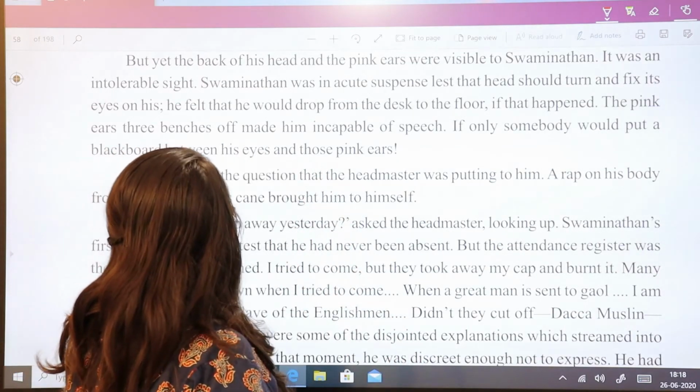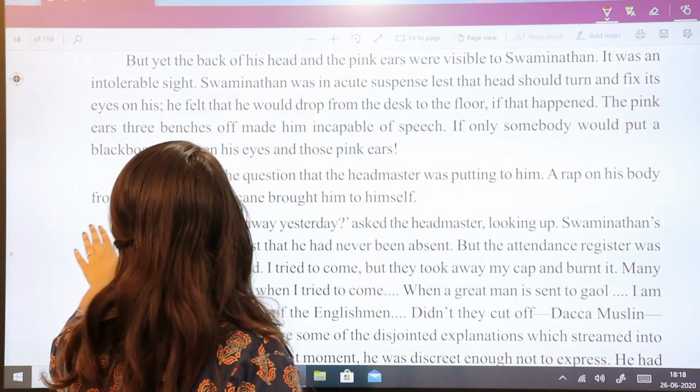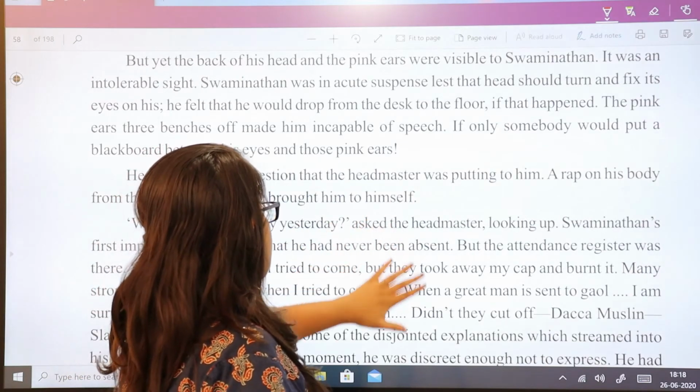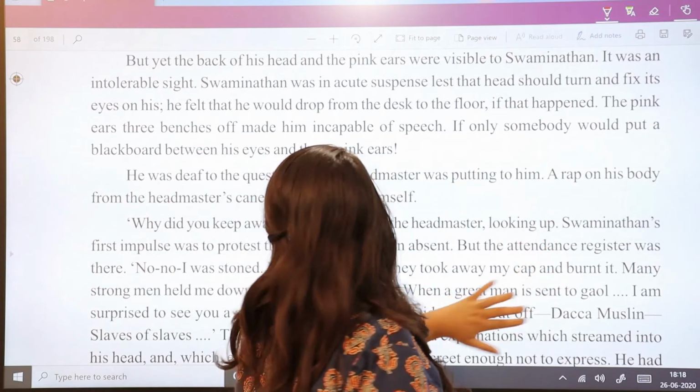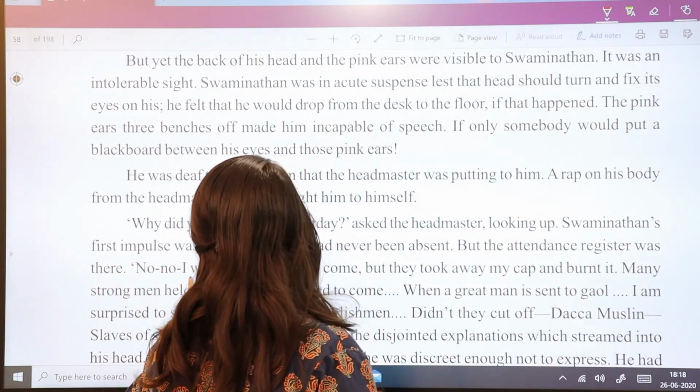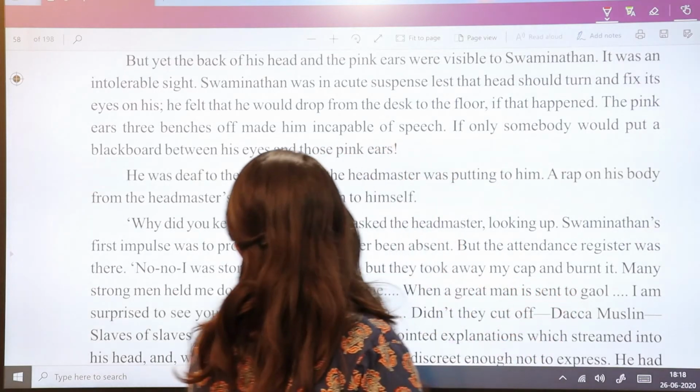He was deaf to the question that the headmaster was putting to him. A rap on his body from the headmaster's cane brought him to himself. "Why did you keep away yesterday?" asked the headmaster, looking up. Swaminathan's first impulse was to protest that he had never been absent, but the attendance register was there.